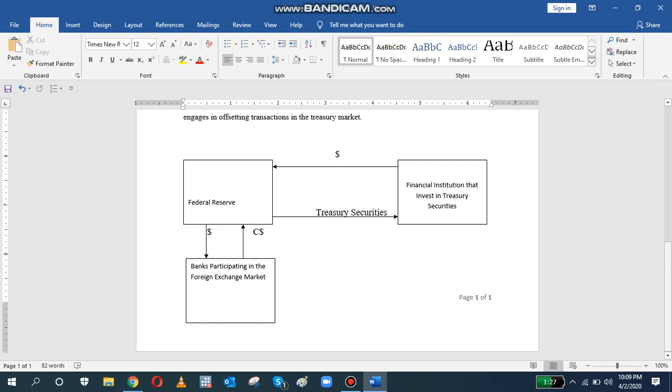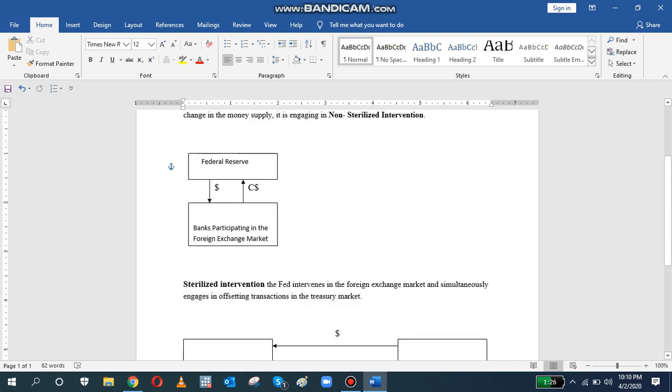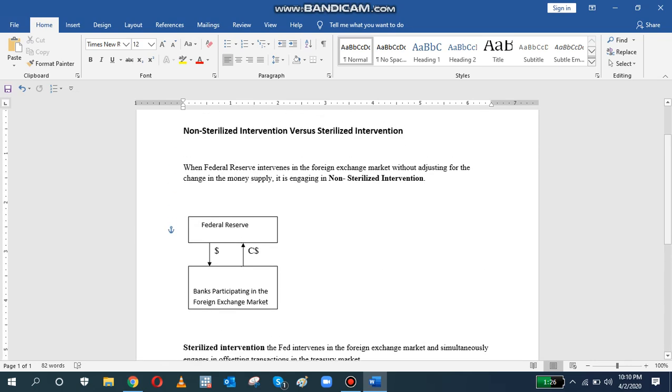As a result of that, the government is taking the certificate of treasury securities, and against that it is paying the US dollars to the financial institution. So that transaction will again be offset, as the dollars used to buy the Canadian dollars, which has reduced the quantity of money supplied in the market, are again returned to the market by buying back of treasury securities by the Federal Reserve. I hope that this video will clarify the concept of sterilized and non-sterilized intervention.